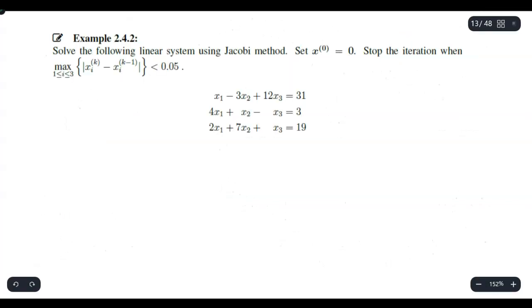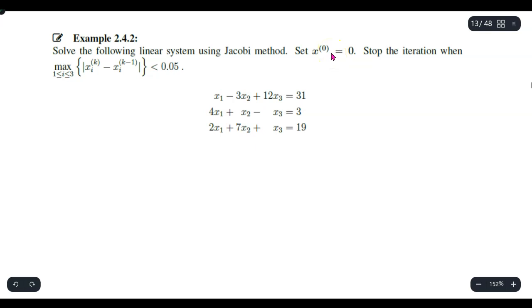In this video, I'm going to show you how we solve a system of linear equations using the Jacobi method. Alright, consider this example. We have a system here, and the question is: solve the following linear system using the Jacobi method with the initial guess, the initial value of x, being 0.